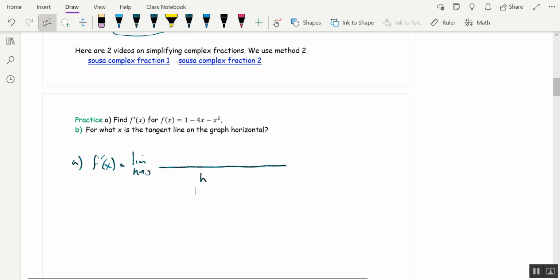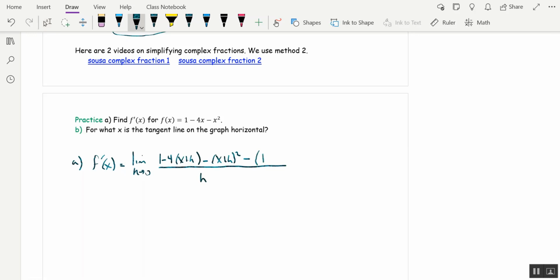On top, I have f of x plus h. That's 1 minus 4 times x plus h, minus x plus h quantity squared. Then you want a minus and a big set of parentheses, and then f of x goes in the parentheses. Okay, now we need to do FOIL on the top and distribute. So that's the limit as h goes to 0. Keep that h in the denominator.